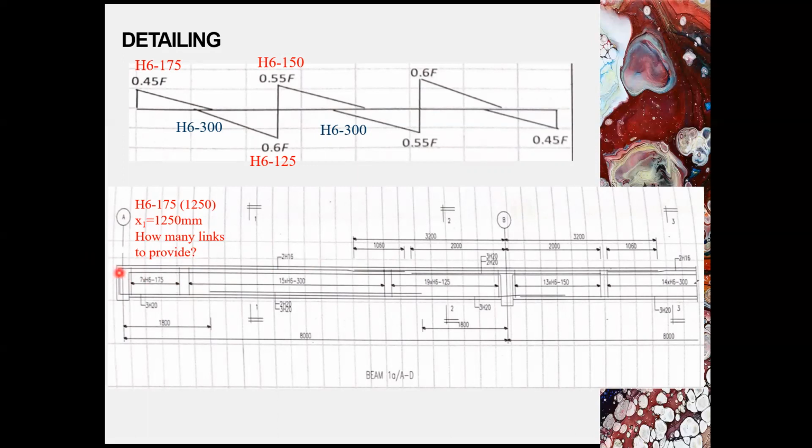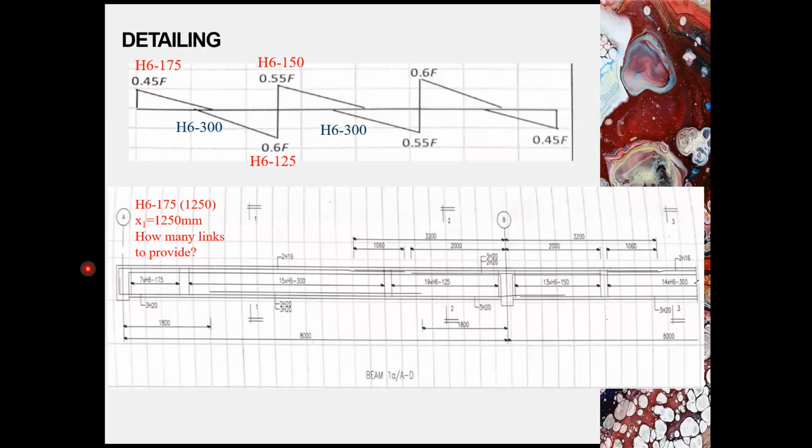There is another alternative to write the links detail. You can write H6 75 in bracket the distance or the length provided, the positions provided, x1, 1250 mm. Then the contractor will base on these details to provide the link of H6 75 with a distance of 1250 mm.